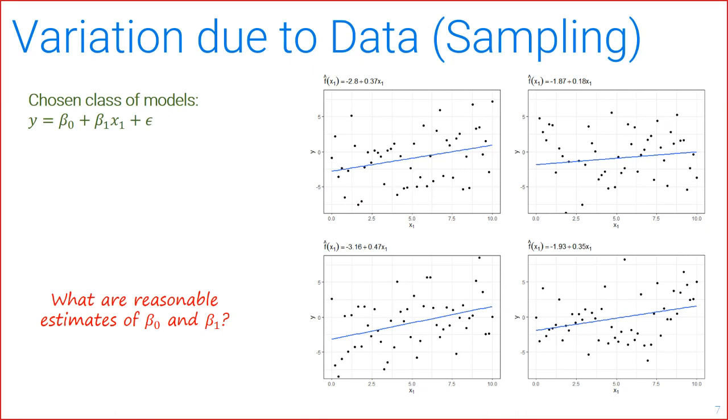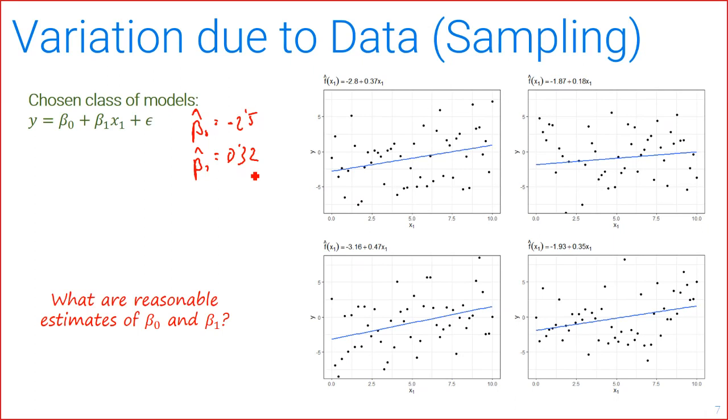So let's see, in the first example, we have an intercept of minus 2.8, then minus 1.87, minus 3.16, minus 1.93. So I don't know, looks like maybe a beta 0, let me write it down here. An estimate of beta 0 could be something like minus 2.5, maybe, something like that. And then we have the estimate for beta 1. Teaching in the winter is not very healthy for my throat, apparently. So we have 0.37, 0.18, 0.47, 0.35. So let's say 0.30 something, maybe 0.32, maybe. I don't know. Maybe these are reasonable estimates that we could have for the optimal model.